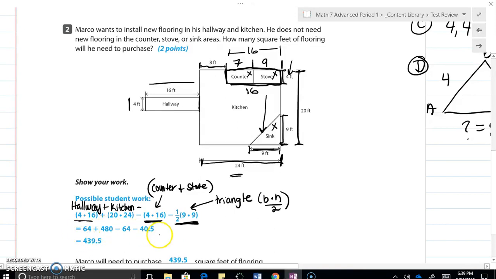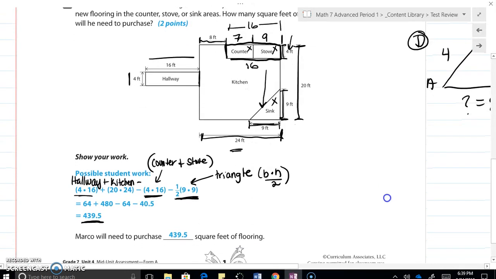When we add and subtract all this together, you get a sum of 439.5. Oh, I'm sorry, a difference of 439.5. I'm going to stop the video here, and in the next video, you'll find the next set of questions.